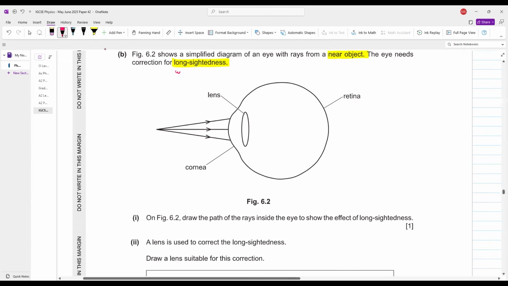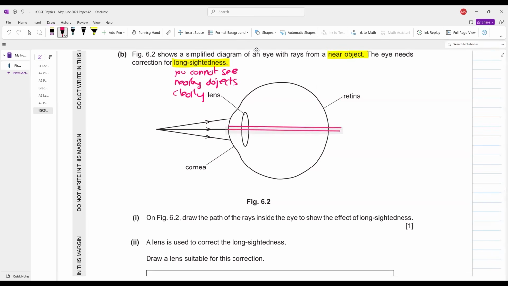You cannot see nearby objects clearly. आप नियर बाय ऑब्जेक्ट्स को क्लियरली नहीं देख सकते. Okay. On figure 6.2, draw the path of the light rays inside the eye to show the effect of long sightedness. अच्छा जी, long sightedness का effect हमने show करना है. How will we do that?